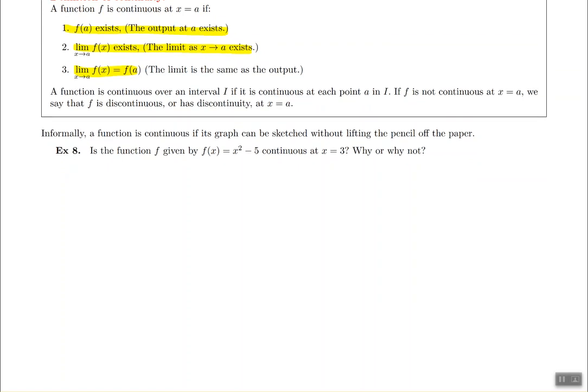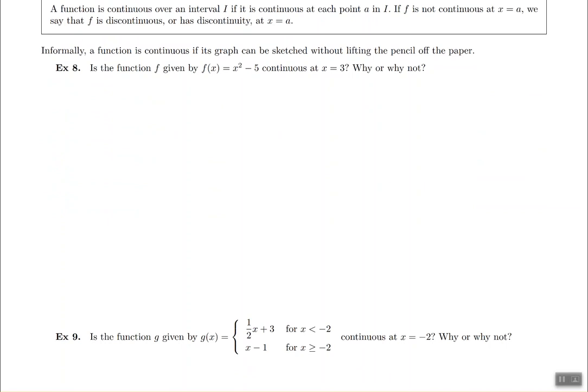So let's do example number 8, which says the function f of x is x squared minus 5, and they want us to check if the function is continuous at 3. So this is kind of like the A of the problem if you want. Okay, so let's see. First, step number 1. What I do in step number 1, I check f of the number that they want. In this case, the number that they want is the number 3. So I'm going to check what is f of 3 equal to.